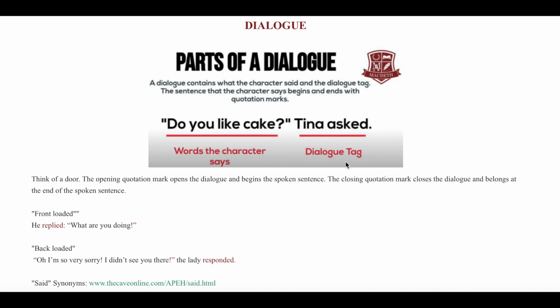As for the dialogue tag, that states who is doing the talking or thinking and how it's being said. One can front load the dialogue tag. He replied, "What are you doing?" One can use a colon or a comma to introduce what's being said out loud. Or the dialogue tag can be backloaded. "Oh, I'm so very sorry. I didn't see you there," the lady responded.